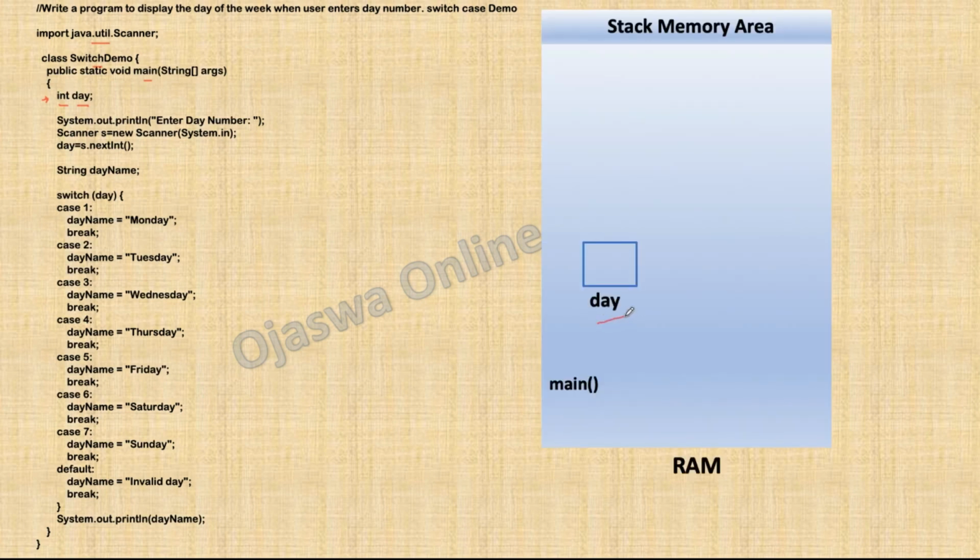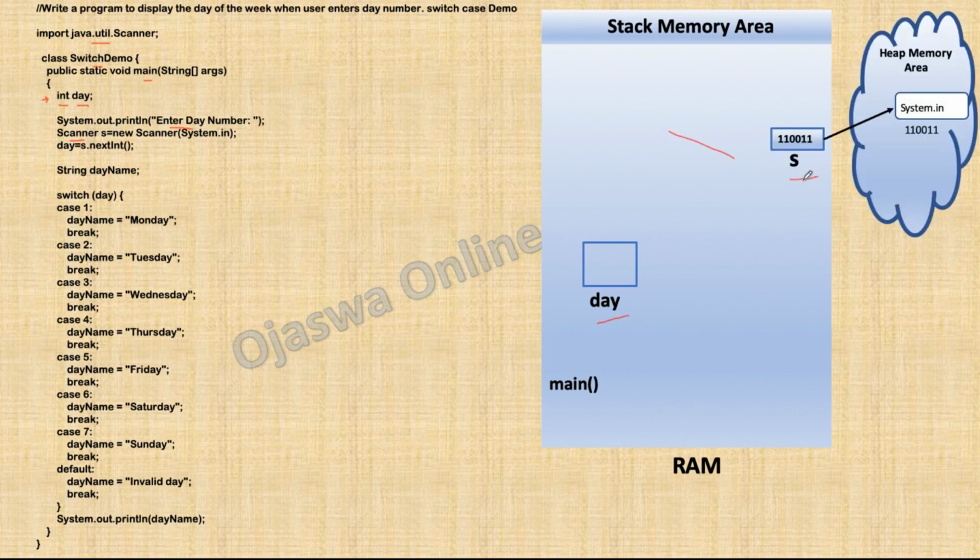Memory is allocated. I have not hard-coded the value. We are accepting the value from the user. Next statement, System.out.println, enter day number will be printed to the output screen so that the user understands what he is supposed to do. We are creating object of class Scanner. Scanner object is used to accept input from the user.